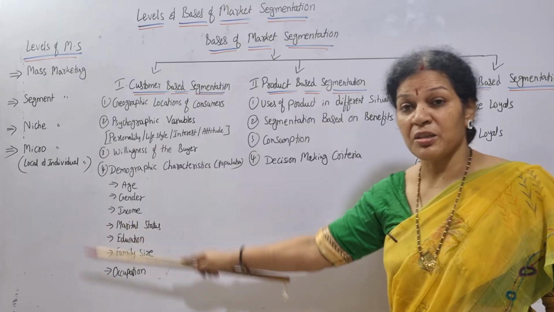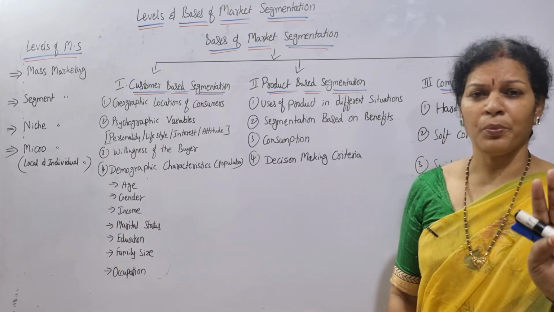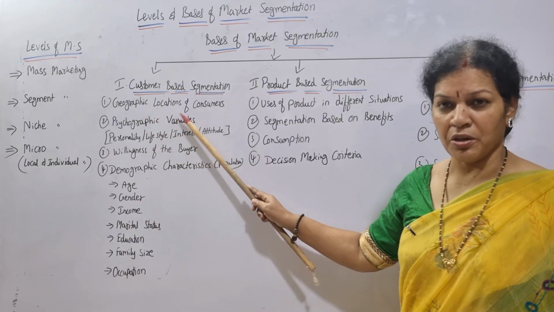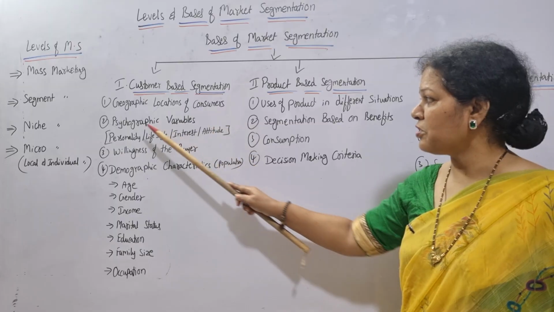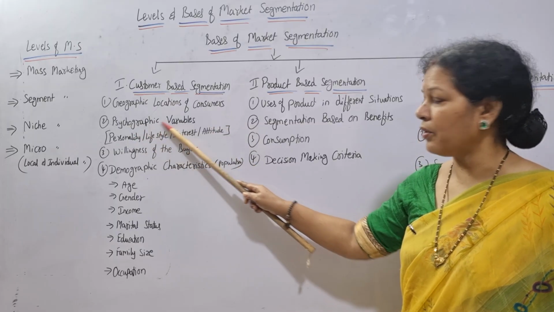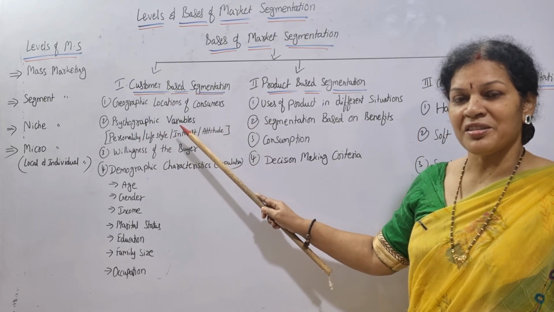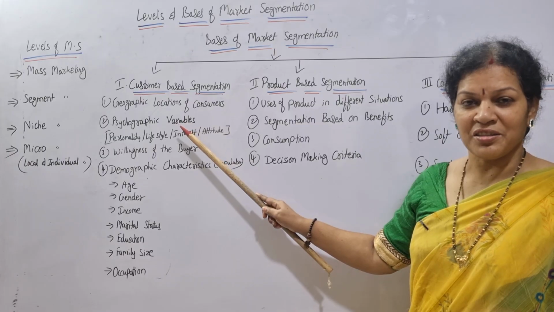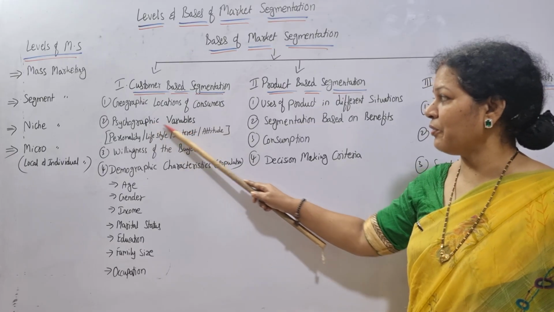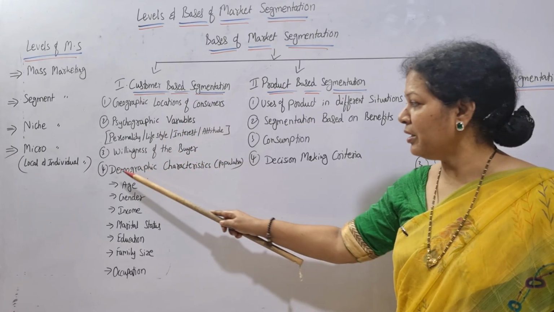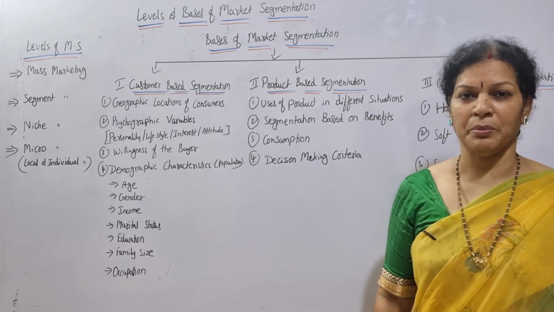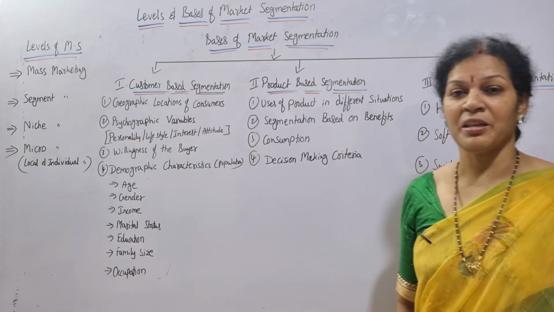So these are all customer based segmentation. Mainly four points you remember. Customer based means the geographical location of consumers; psychographic, their area of interest, attitude, interest, passion; the willingness of the buyer; and demographic. Four points you have to remember. This is about customer based segmentation.